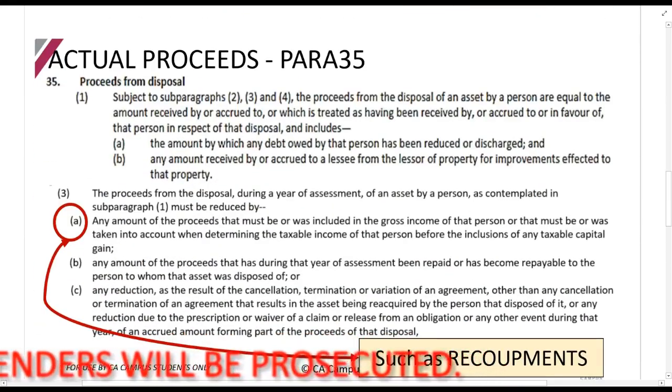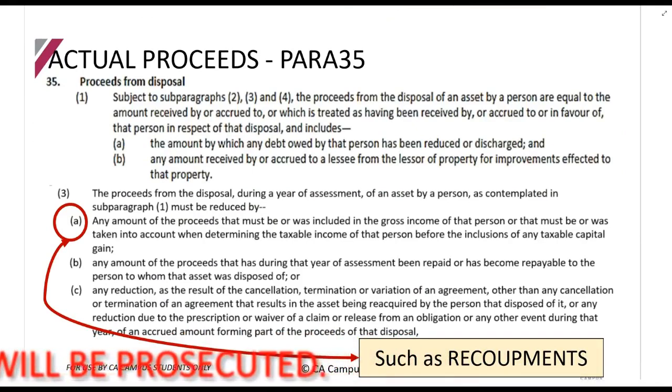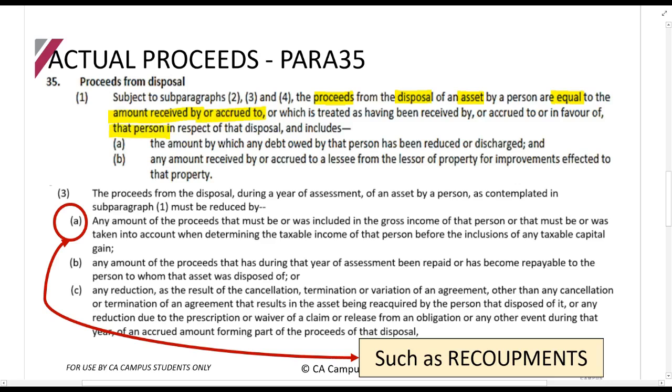Paragraph 35, so this is actual proceeds. If you sell an asset, the cash amount usually, or the value of the sales proceeds. It says, subject to subparagraphs 2, 3, and 4, the proceeds from the disposal of an asset by a person are equal to the amount received by or accrued to in favor of that person. Right, there we go. So it's the amount that you receive. So if I sell an asset to you for 200,000 rands, that's usually my proceeds.